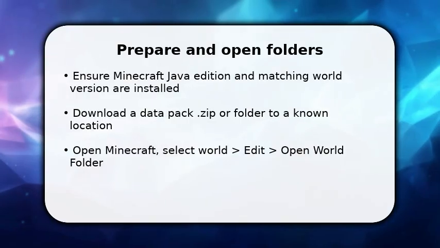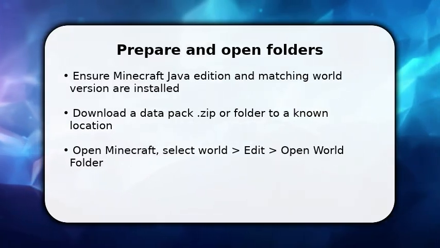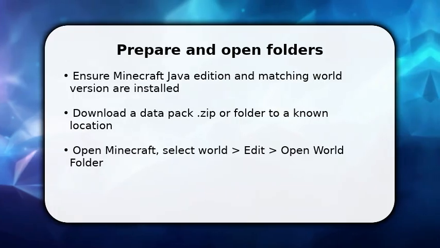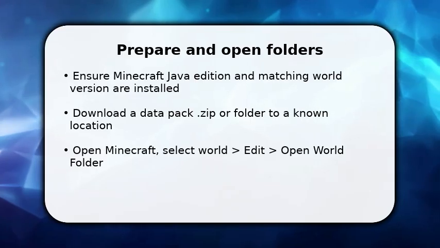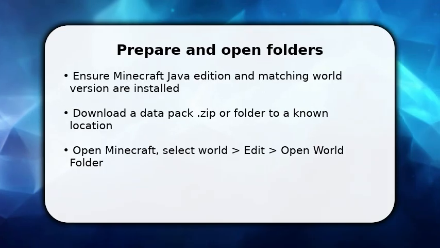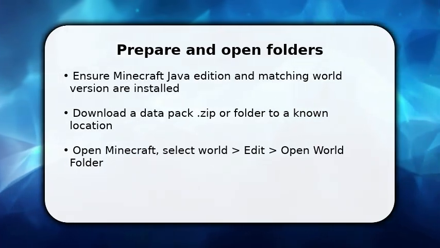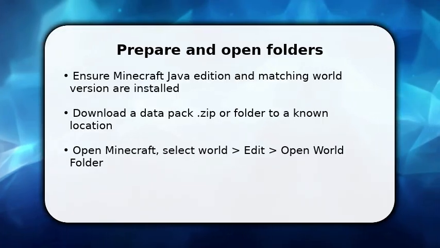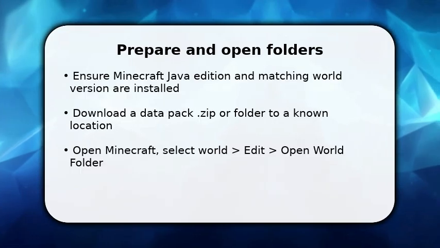You start by confirming the game version and that you have a data pack file. This prevents incompatibility. Once done, download the data pack zip or folder into a path you can find. Then open Minecraft, select the world you want, click Edit, and choose Open World Folder so you can access game files. This places you right at the data packs directory and avoids extra navigation steps while you continue to install.